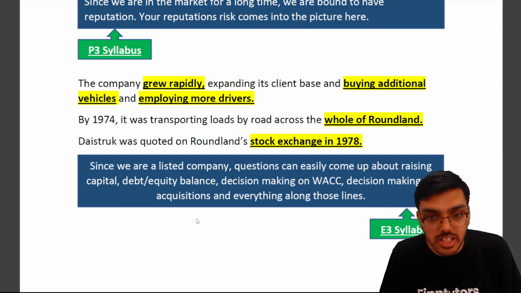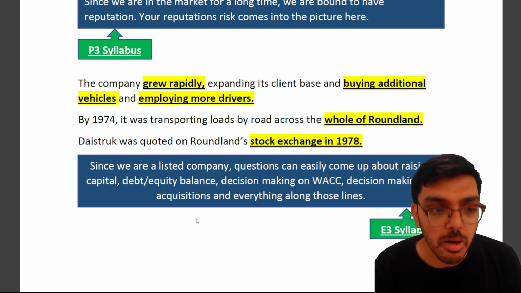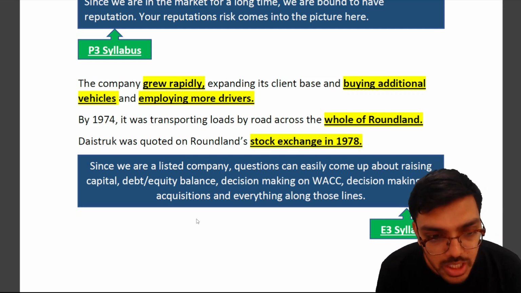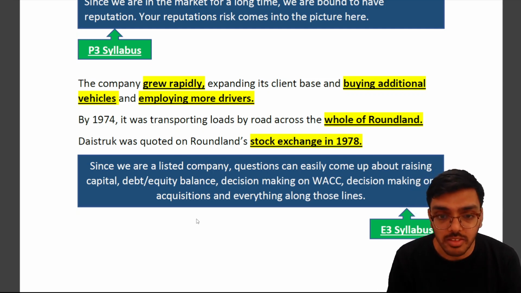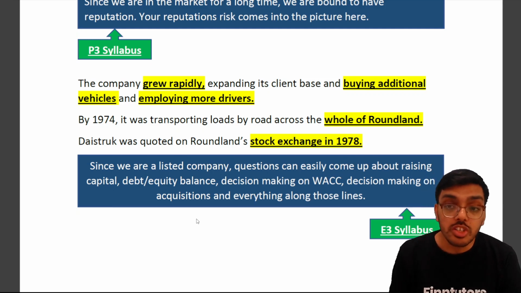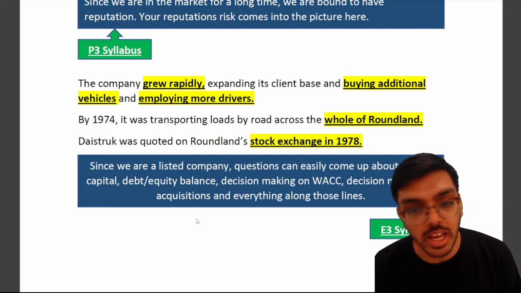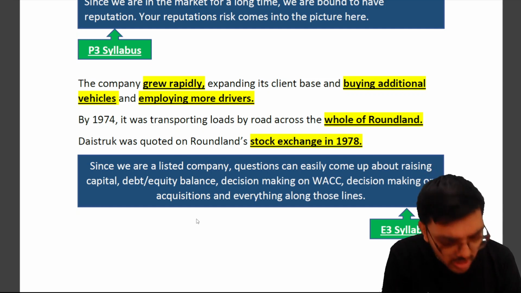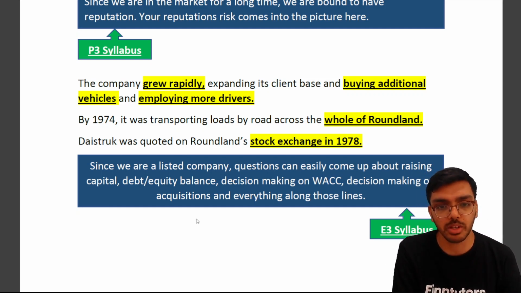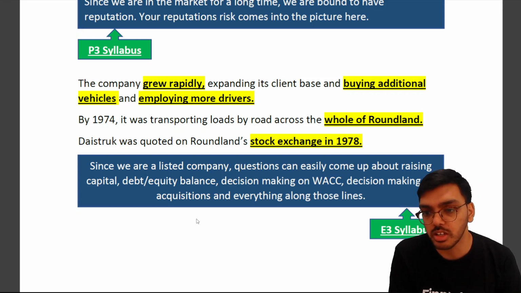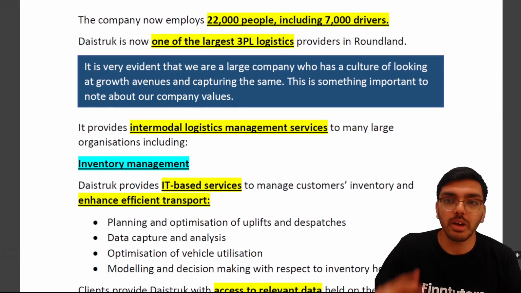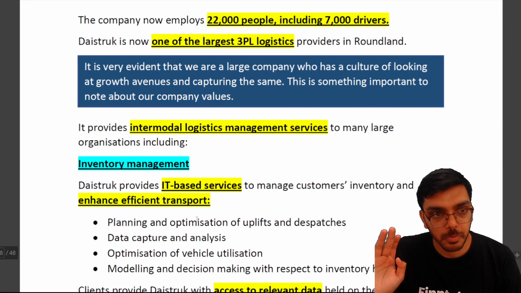So since we are a listed company, questions can easily come up about raising capital, raising finance, raising equity finance, raising debt finance. So decision making on weighted average cost of capital, decision making on how we want to fund an acquisition, and everything along the lines of funding where we speak about debt, equity, weighted average cost of capital becomes important here. This is straight F3 syllabus relevance, and that is why I have brought it up for you.